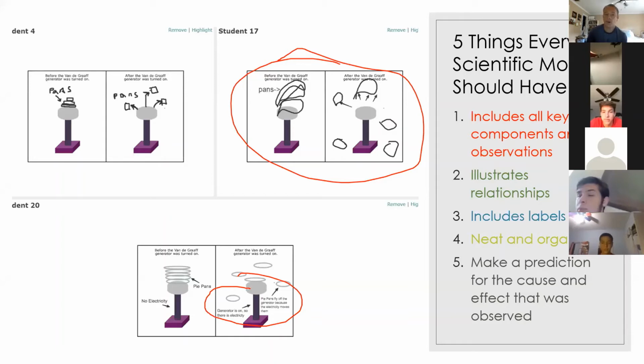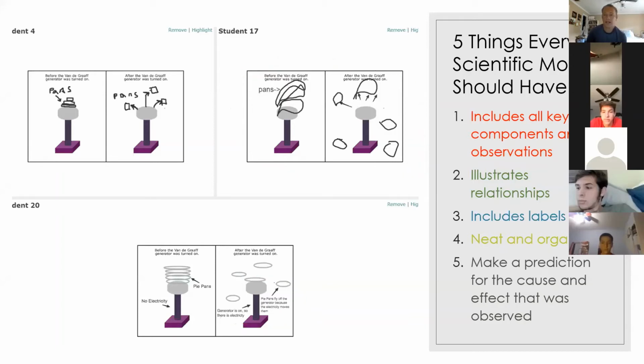Now, we don't know why the pie pans flew off yet. You're not supposed to know yet. We're making guesses right now, but we don't actually know. Okay, so the first thing I want you guys to know is simply how to make a scientific model. That was the first section.